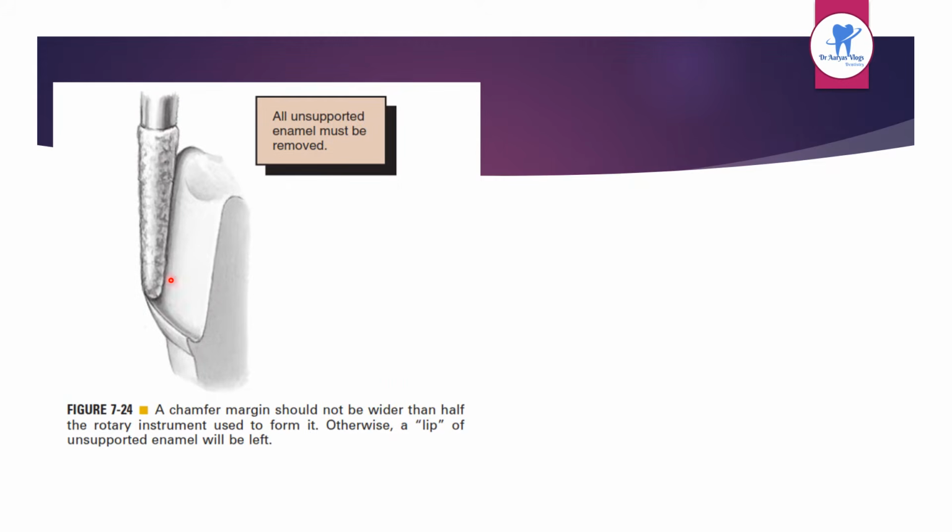Here, a chamfer margin should not be wider than half the rotary instrument used to form it. Otherwise, a lip of unsupported enamel will be left. All unsupported enamel must be removed. It is a very important thing. And care should be taken to avoid leaving a lip of unsupported enamel.